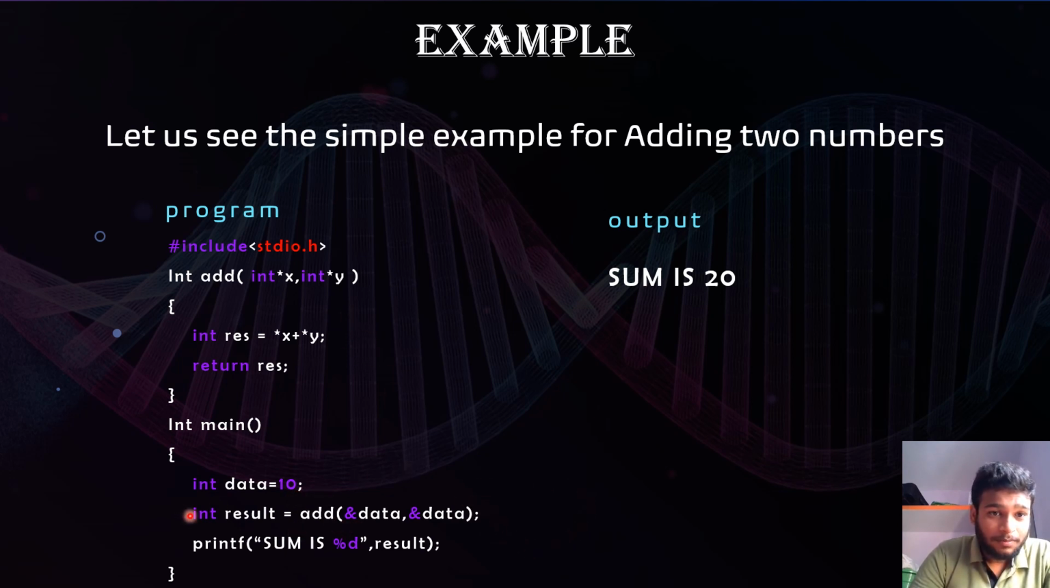In the previous example, we were passing two addresses for different values. Here we are passing a single address for both values. It's the main difference between pointers and pointer aliasing. The result will be the same, the output will be the same, that is, sum is 20.